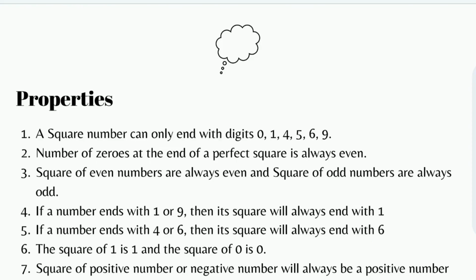Coming to the next property, the square of 1 is always 1 and the square of 0 is 0. It's a very important question. It sometimes comes in MCQs or in assertion and reasoning questions.